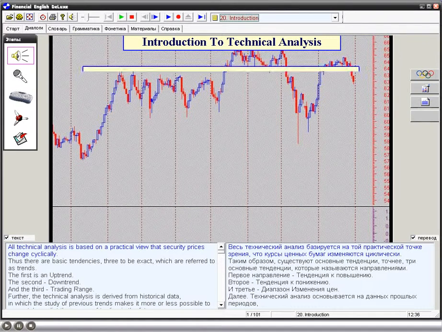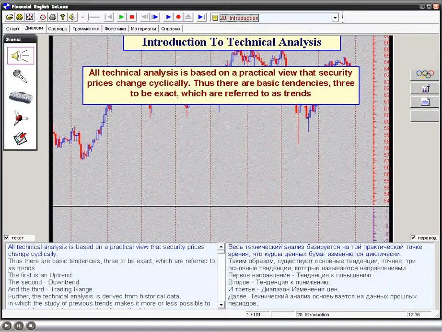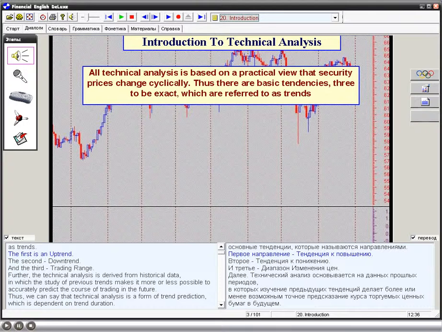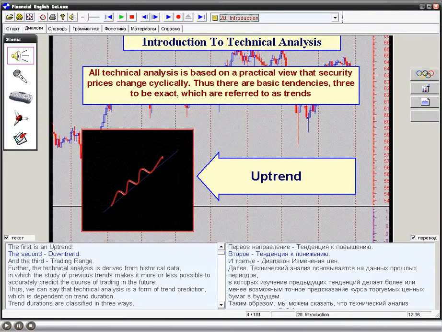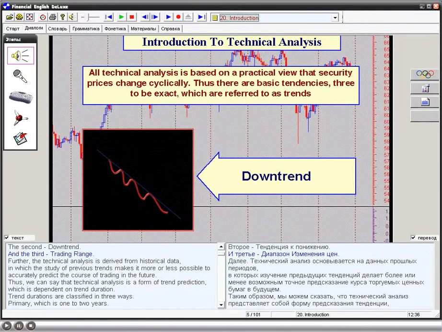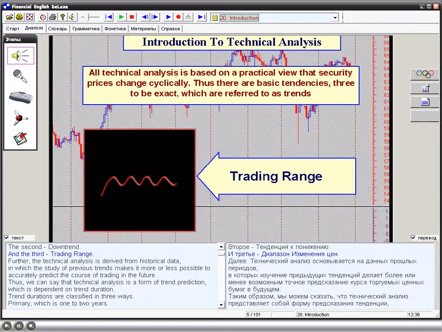All technical analysis is based on a practical view that security prices change cyclically. Thus, there are basic tendencies, 3 to be exact, which are referred to as trends. The first is an uptrend. The second, downtrend. And the third, trading range.